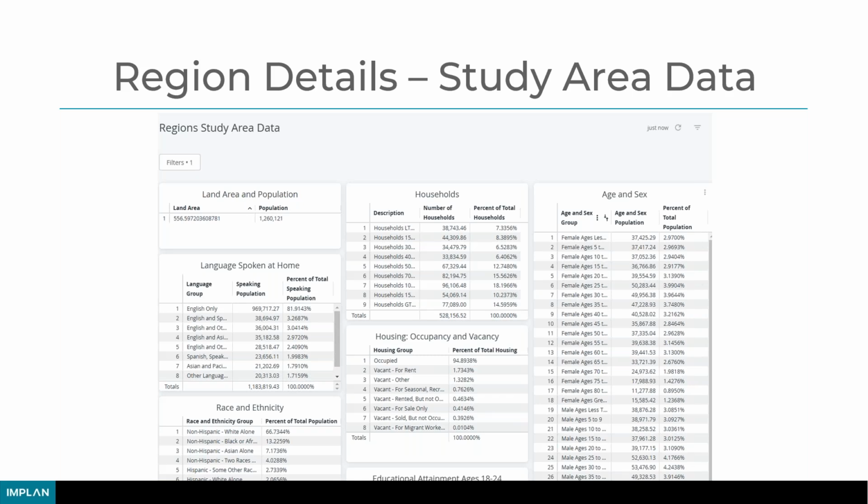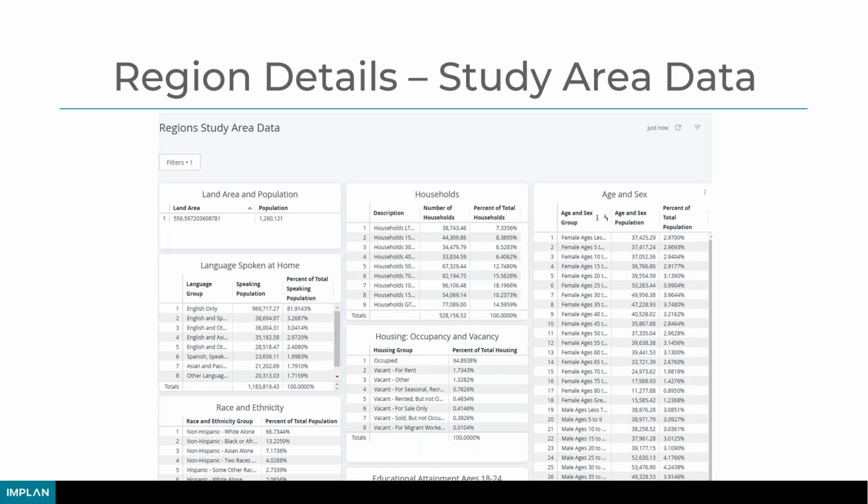So how many households are in each of the household groups, right? What does housing tenancy look like, right? So we're looking at Hennepin County, basically 95% housing occupancy rate. And then we're looking at breakdowns of language spoken at home, race and ethnicity. And so it really helps you put a socioeconomic context on the analysis you're doing.